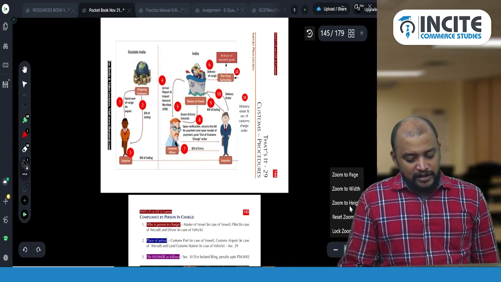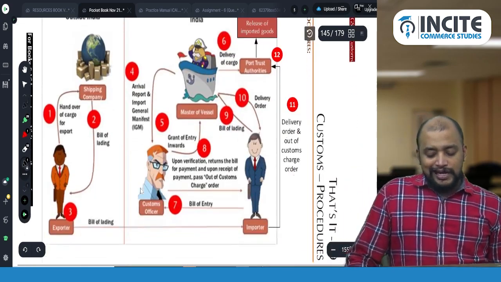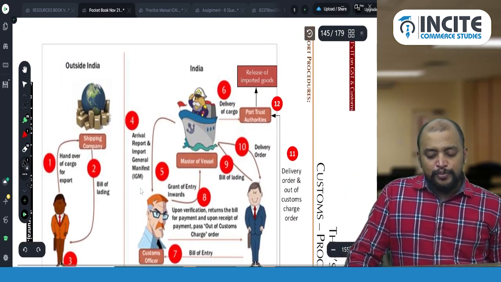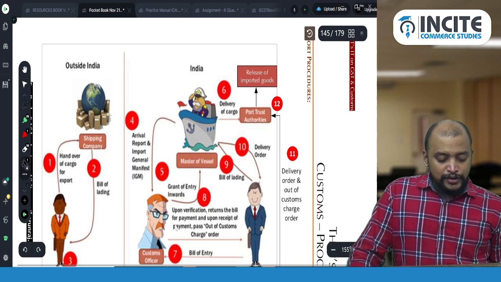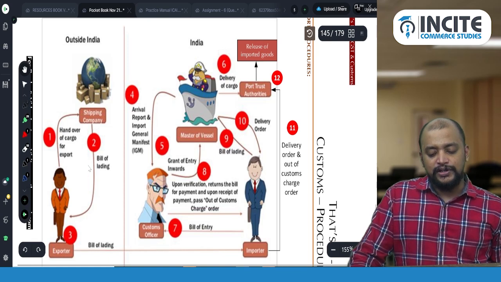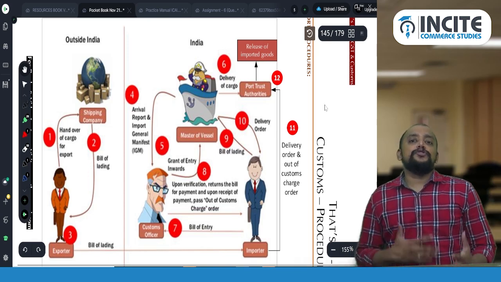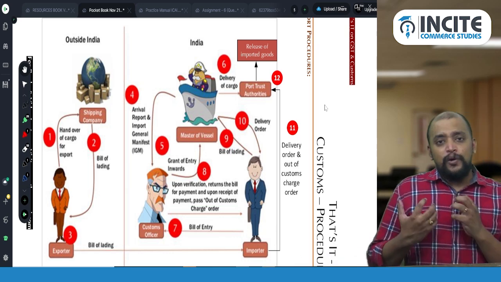Procedures under customs, page number 144. So we are now going to discuss the import procedure first. We are discussing the import procedure from the viewpoint of import by vessel.